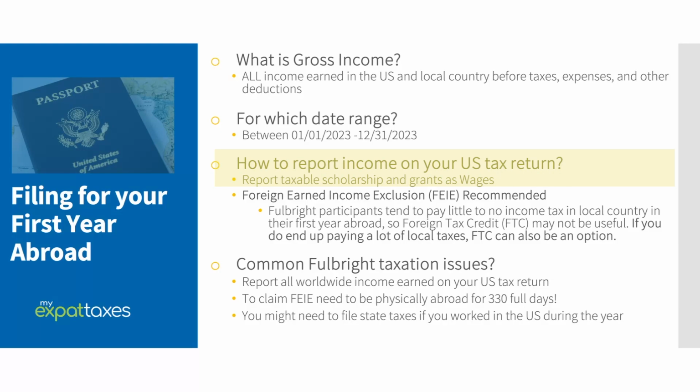How do you report your income on your US tax return? I'm gonna tell you a little bit about that if you want to do it on your own or with some self-prepared software. You have to generally report taxable scholarships and grants as wages.